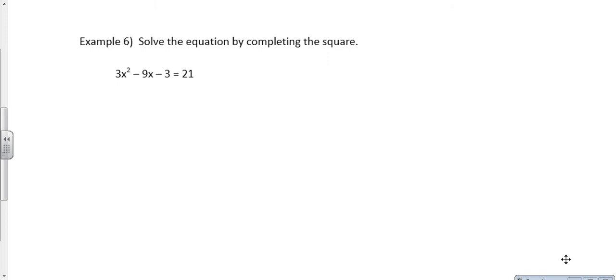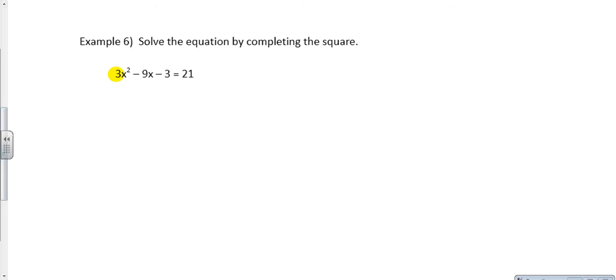Lesson 8.5, Part B. We worked on solving an equation by completing the square when a was equal to 1. Now we're going to take a look at the case where a is not equal to 1. In this case it's equal to 3. And how do you handle that type of situation? Well, you cannot complete the square unless that's a 1. So we have to add in a step that will take care of that.